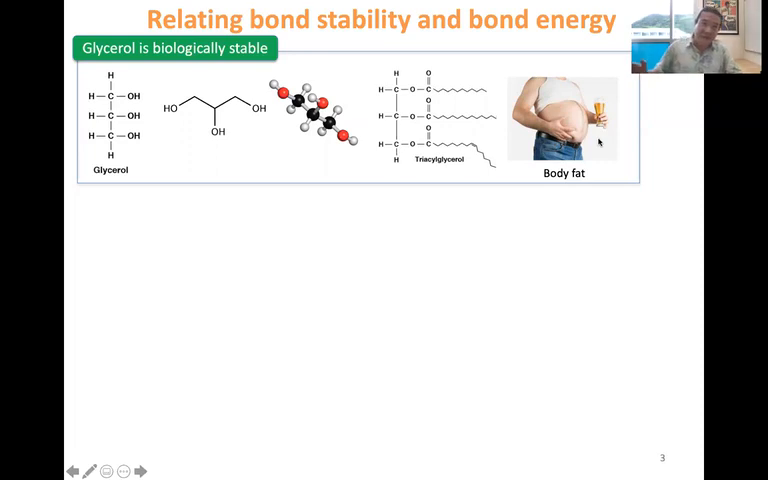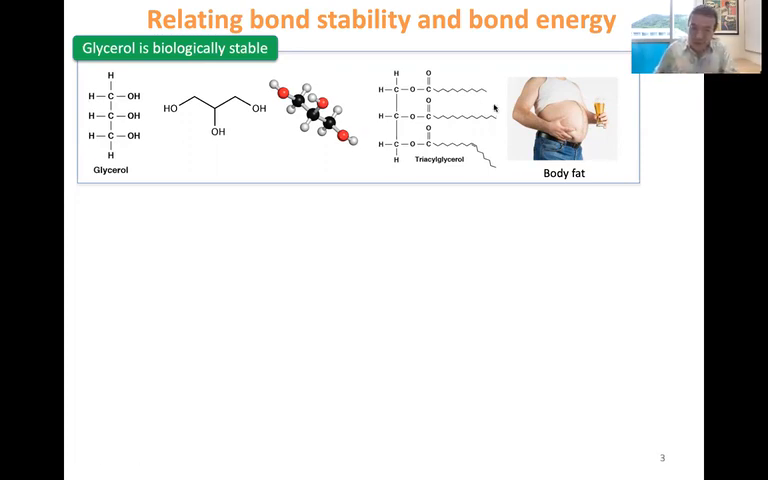So I think we all know, hey, unfortunately, something like body fat is pretty stable. Right? Oh boy, don't we wish it was easy to break down body fat. But that's why, evolutionarily, something like glycerol is very dependable. It's reliable, it won't fall apart, so it can be used for something long-term like body fat.